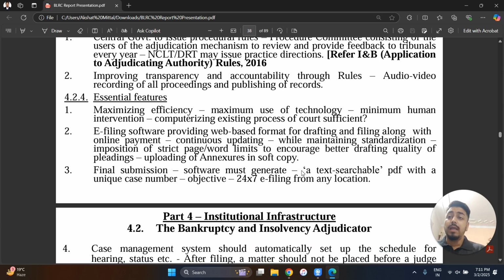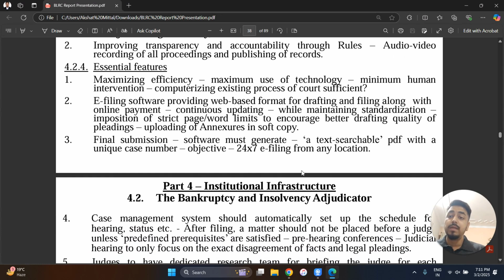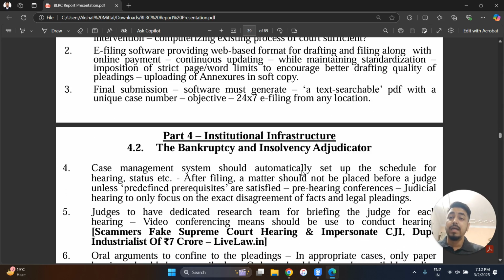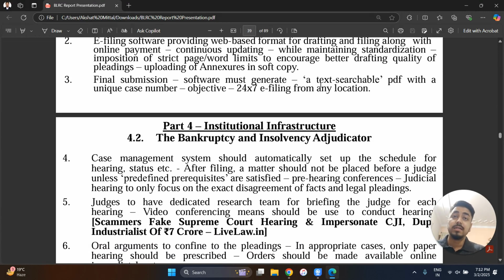However, this committee has also recommended that there should be a limit on the page numbers. So this committee has gone into great intricacies to recommend how the working of these tribunals can become effective and efficient. It has recommended a page limit, a 24/7 filing system, and, for the submission format, a text-searchable PDF, so that whenever an adjudicating authority is perusing the file, they can easily press Control+F and search for whatever relevant part they want to go to.